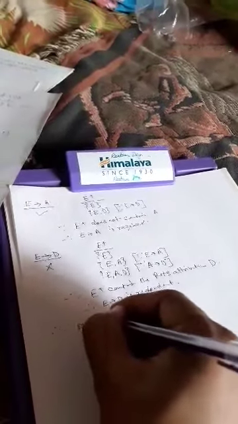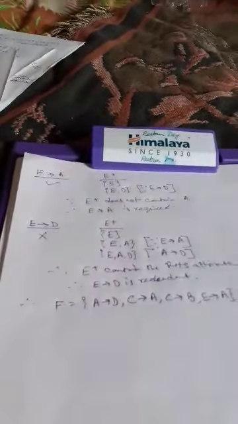So our minimal set of functional dependency F becomes A arrow D, C arrow A, C arrow B, and E arrow A. So this will be the minimal set of functional dependency. And in this way we can find the minimal set of functional dependency.